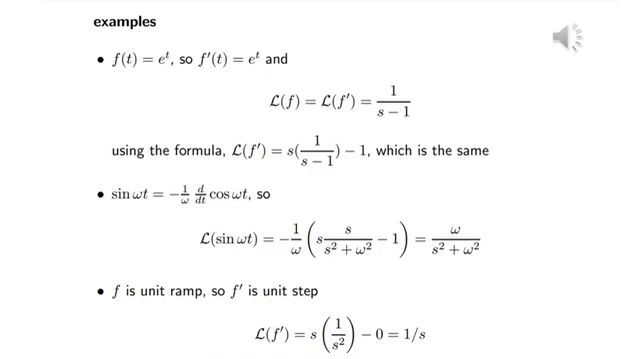It is s times F(s) minus f(0), the time domain signal f(0), and the time domain signal f(0) is 1, because e raised to power 0 is 1. So let's apply this formula here. The first s is coming from the formula, and F(s), we know, is 1 over s minus a, minus 1 is coming from the formula, the value of the initial condition of the time domain signal at time t equal to 0.